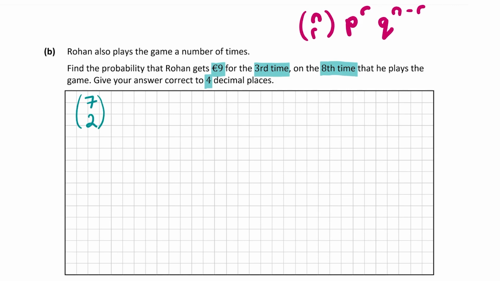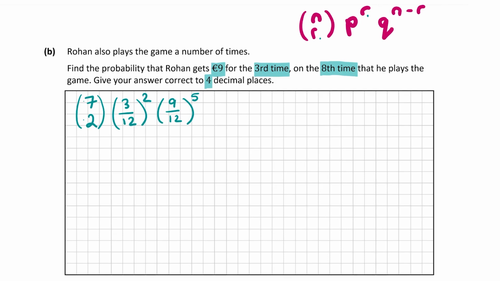So 7 choose 2. The probability of success of getting €9 is 3 over 12, because there's 3 €9 slots out of 12 on the wheel. So the probability of success is 3 over 12, and that's to the power of 2. So you can see here, power of r, and r here is 2. The probability of failure is 1 minus the probability of success, so that's 1 minus 3 over 12, which gives us 9 over 12. And that's to the power of n minus r, which is 7 minus 2, which is going to give us 5. So that is the probability that in the first 7 trials, he gets 9 twice. But on the 8th time, he also needs to get 9.